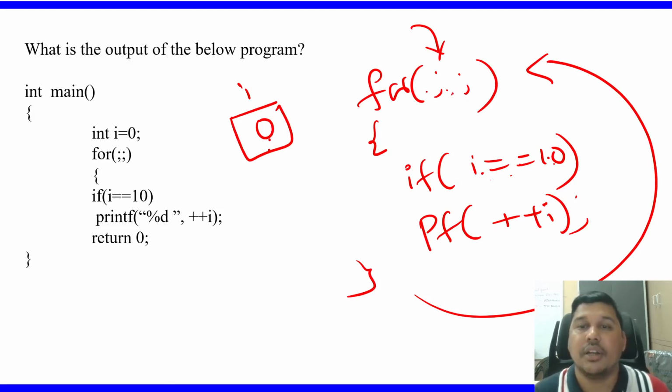Go back to the condition. The condition is again true. Again come inside. The i value is 0. Is 0 equal to 10? No. Again go to the condition, which is always true. The i value is 0. Is 0 equal to 10? No. Nothing will happen. Go up.